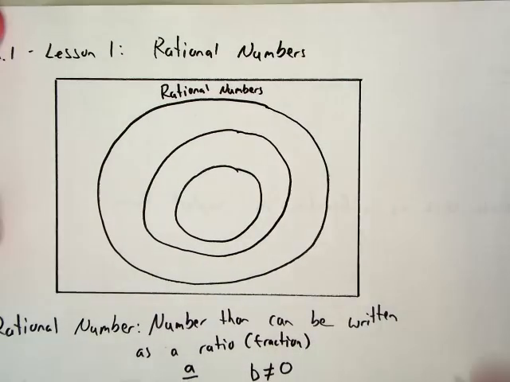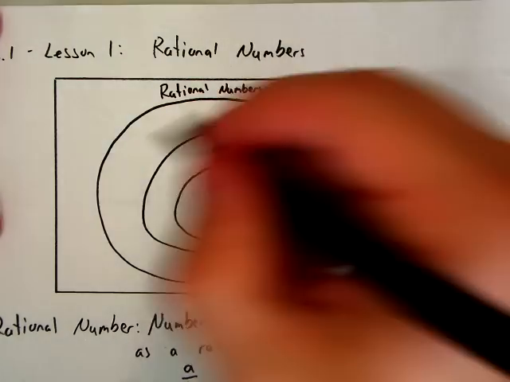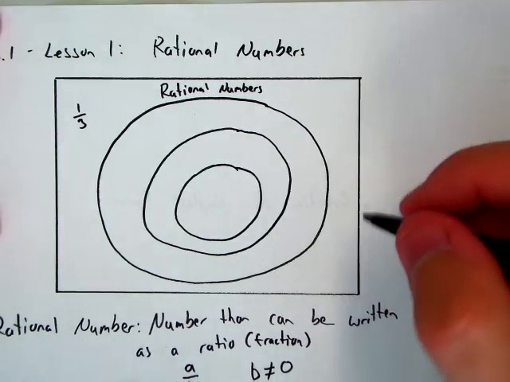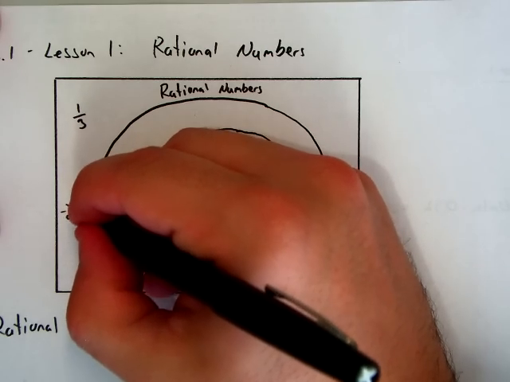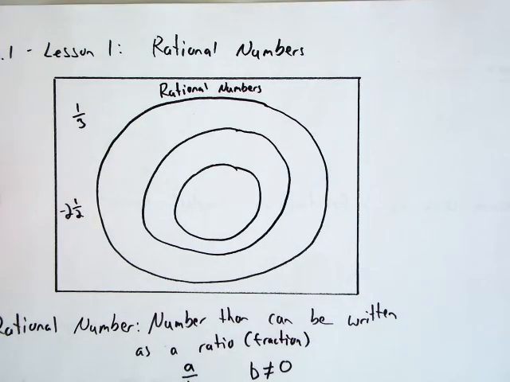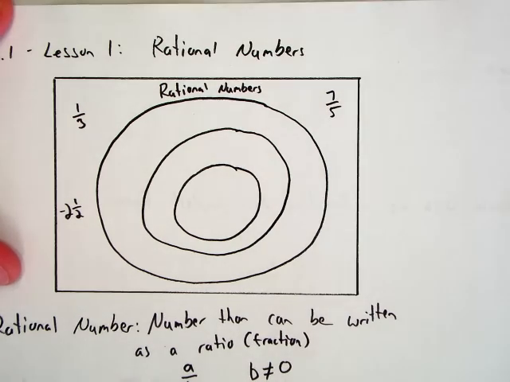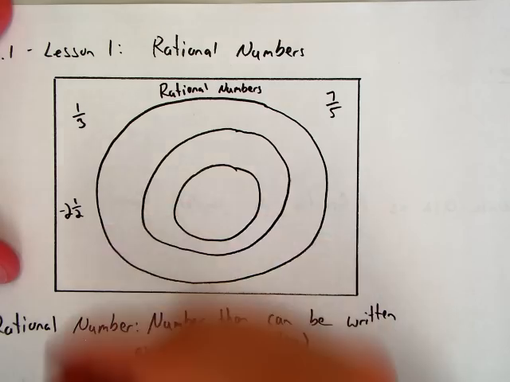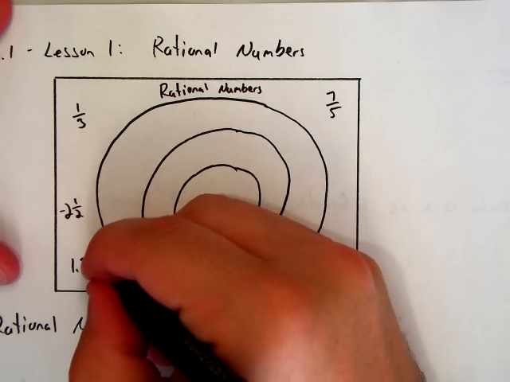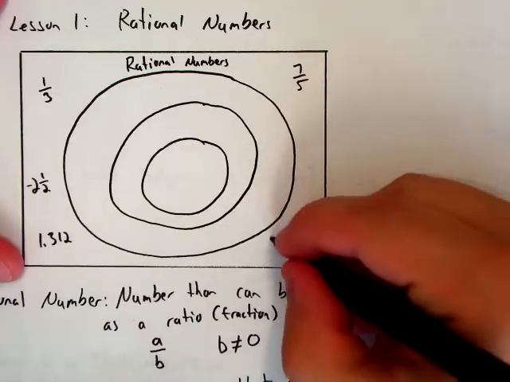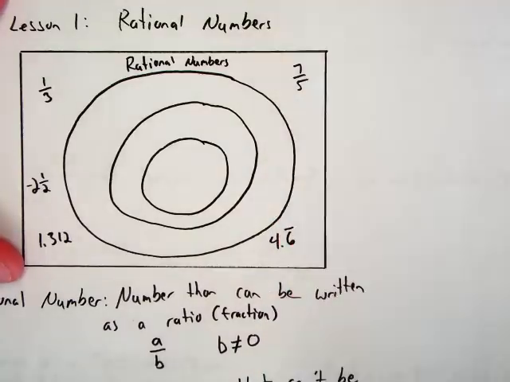So if we go back up to our diagram here, the rational numbers, some examples of these would be fractions, mixed numbers, improper fractions, terminating decimals, and we'll talk about that a little bit, repeating decimals, we'll talk about those also.